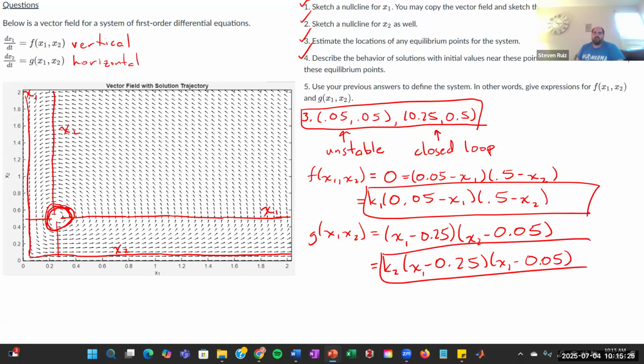But yeah, that's one way to go at trying to come up with an expression for those differential equations. So yours might be different, but they could be correct. I'll give you individual feedback on yours. That's all for this question.